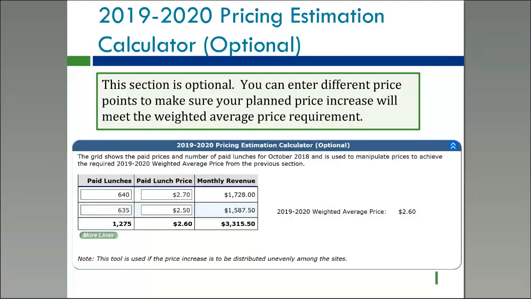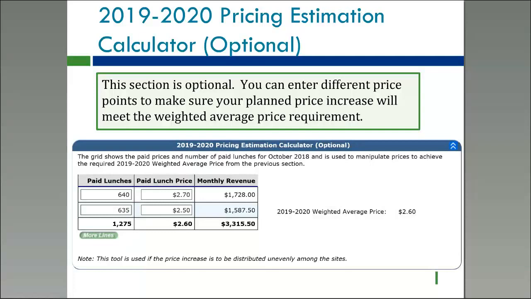So in this example, since we have to be at $2.60, instead of increasing everybody to $2.60, I can use this section to play around with the prices and say, what if I have half my students at $2.70 and half my students at $2.50? So maybe my high school gets charged $2.70 and my elementary and middle gets charged $2.50. Then what will my weighted average price be? And as long as that comes out to $2.60, I know that those prices that I'm playing with are going to meet my requirement to get me to that $2.60.